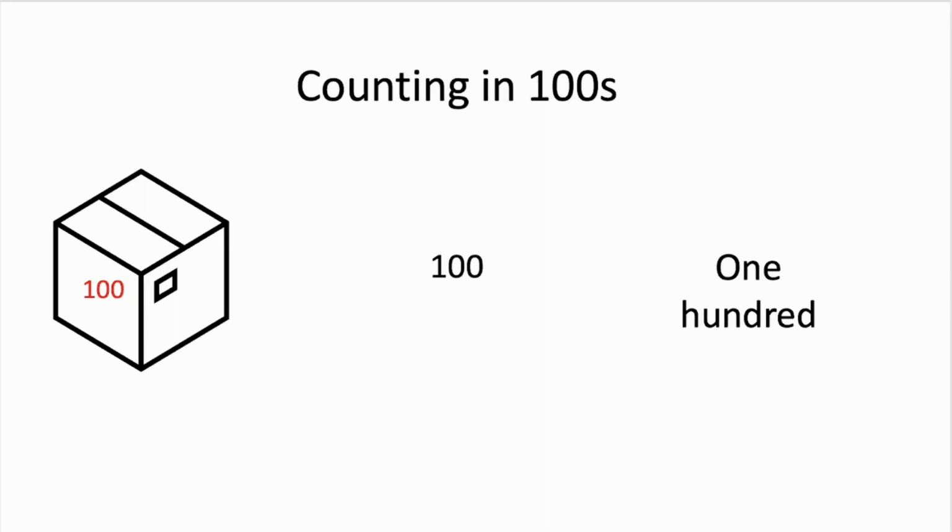Hi, so today we're going to be counting in 100s. Just to set this up, we have a box here, and let's say that in this box there are 100 sweets. So each box contains 100 sweets. Every time you see a box, that is worth 100 sweets. And obviously 100 can be written as a number or as a word.